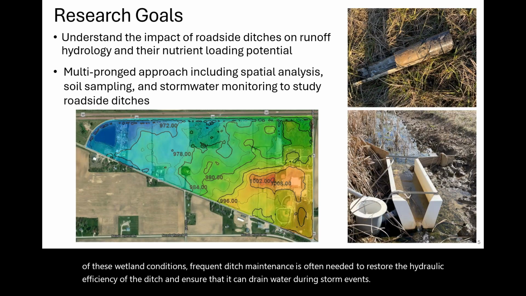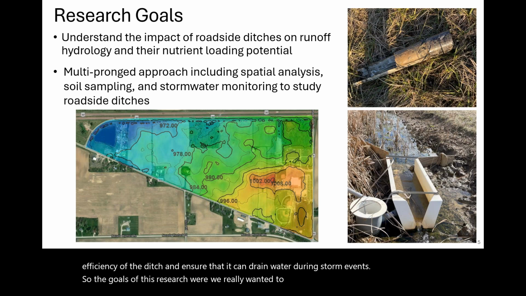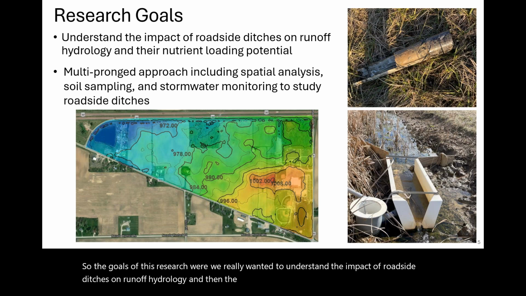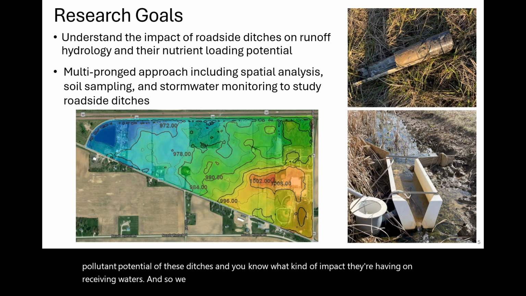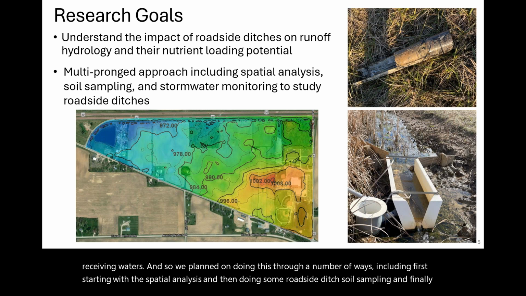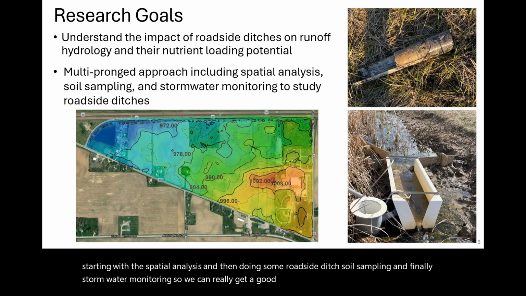The goals of this research were to understand the impact of roadside ditches on runoff hydrology and nutrient loading potential. We really wanted to understand the pollutant potential of these ditches and what kind of impact they're having on receiving waters. We planned on doing this through a number of ways, starting with a spatial analysis, then roadside ditch soil sampling, and finally stormwater monitoring, so we can get a good idea of the nutrient dynamics occurring in these roadside ditches.